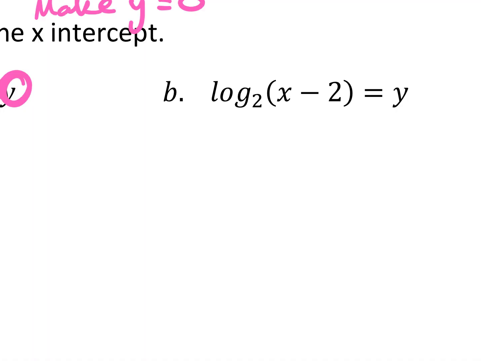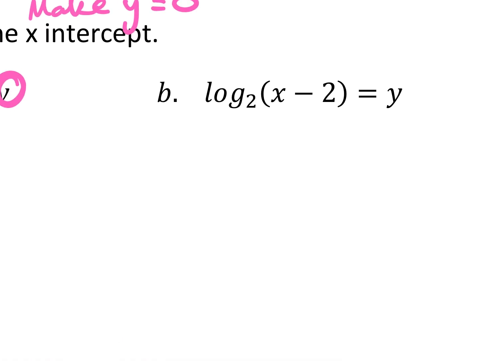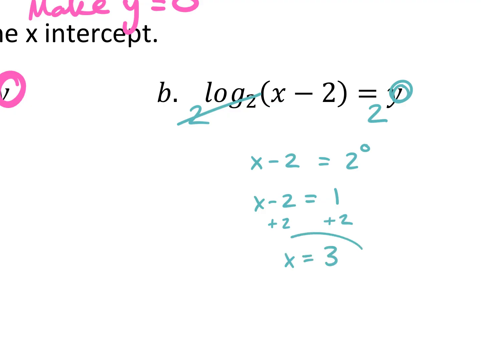B is super similar. If we're finding the x-intercept, we make y 0. Make the big base 2 on both sides, so it'll cancel out here. So x minus 2 is equal to 2 to the power of 0. What's 2 to the power of 0? 1. Add 2 on both sides, x equals 3.